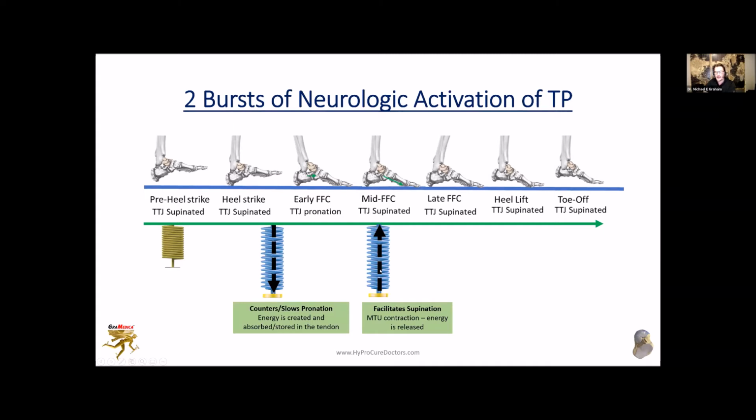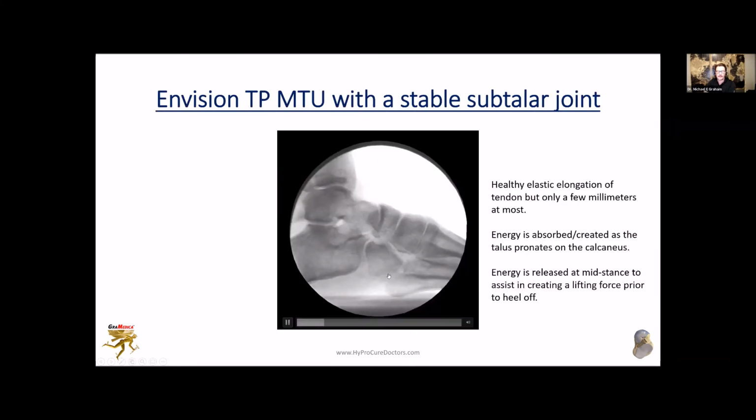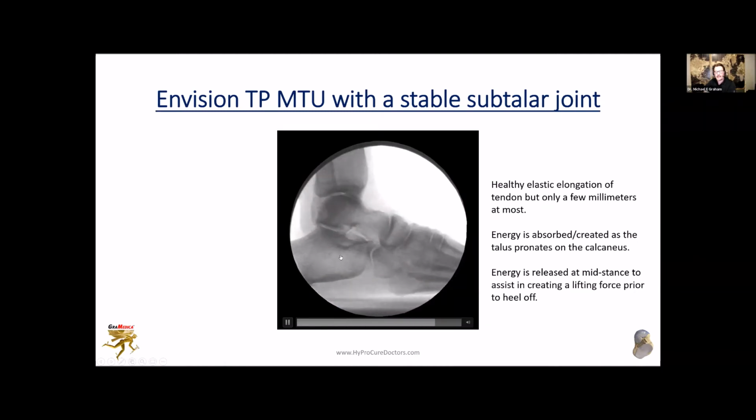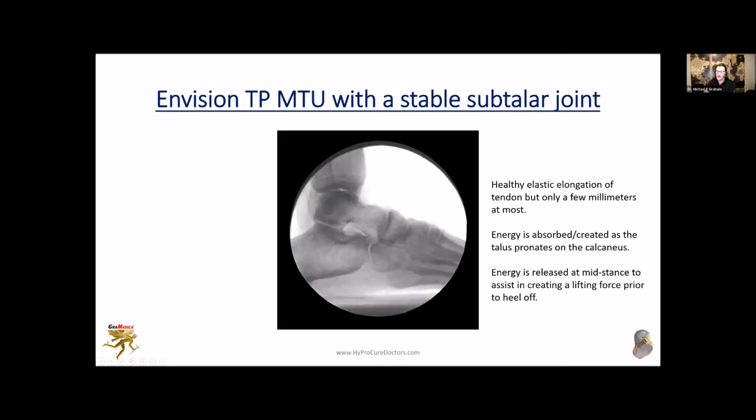And then later on, once the subtalar joint gets back into a supinated position, it's going to help supinate, bringing that talus from the pronated position, through neutral, and back into the supinated position. And then the rest of the time, there should be really no strain on the tendon itself. So it's occurring right in there. When people have a normal, stable, aligned subtalar joint, there's going to be just a healthy amount of elongation of the tendon, only a few millimeters at most. And again, that's what the tendon is designed for.